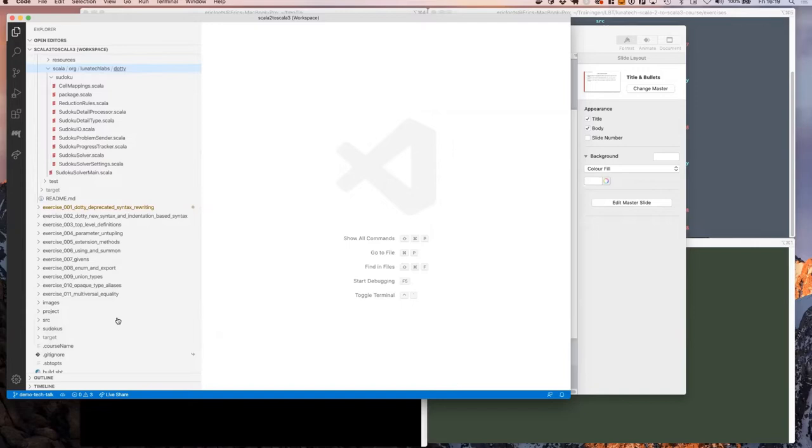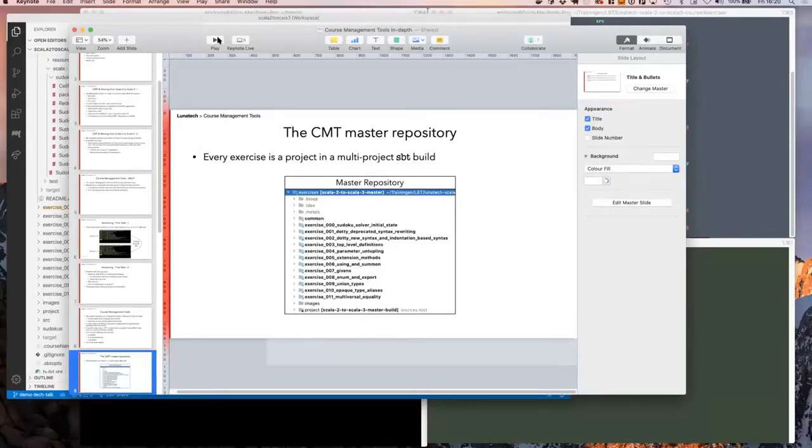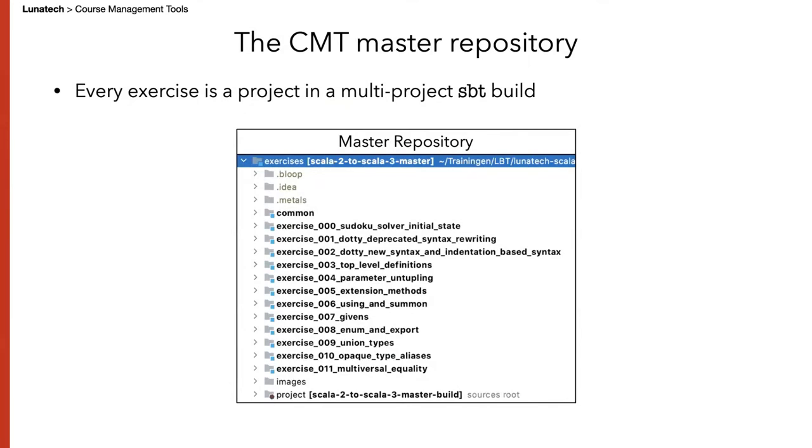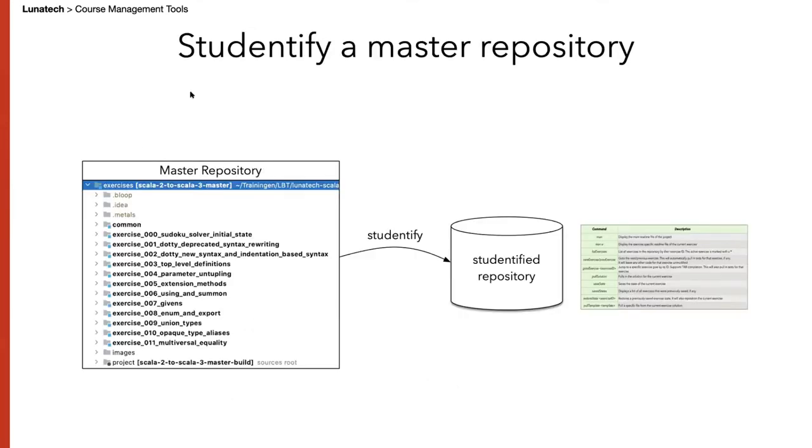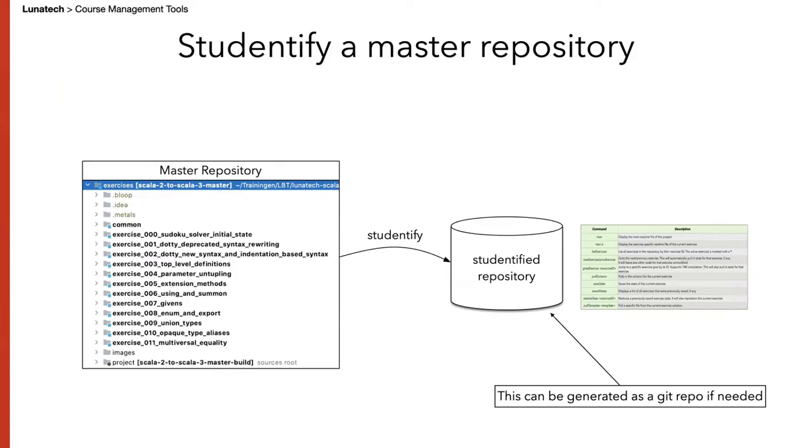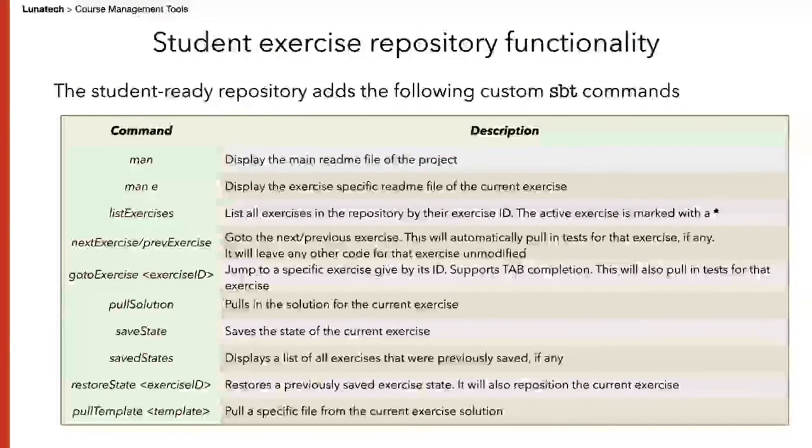So if we switch back to the presentation, this is what we have. And if we identify the master repository, what we do is we launch a command and we create this artifact that will probably be zipped and then sent off to the student. And you see that when a student downloads this zip file, unzips it, cds into the unzipped folder, fires up SBT, a number of extra commands are available for the student. And we can actually also make this a Git repository. This has some use cases in specific situations.